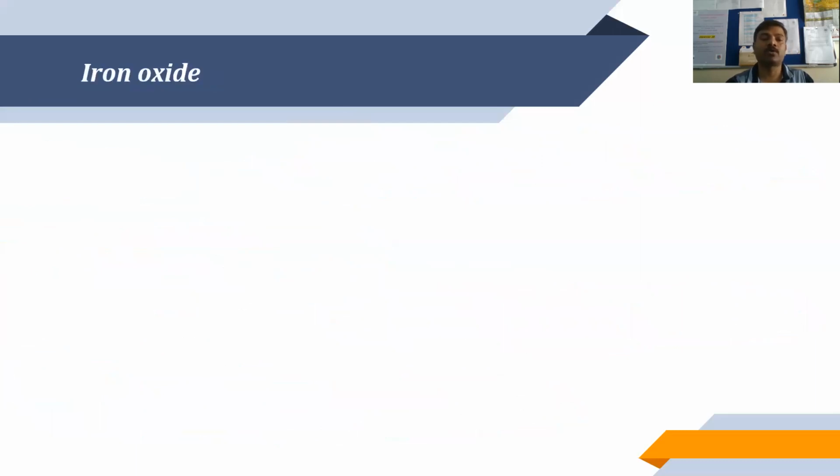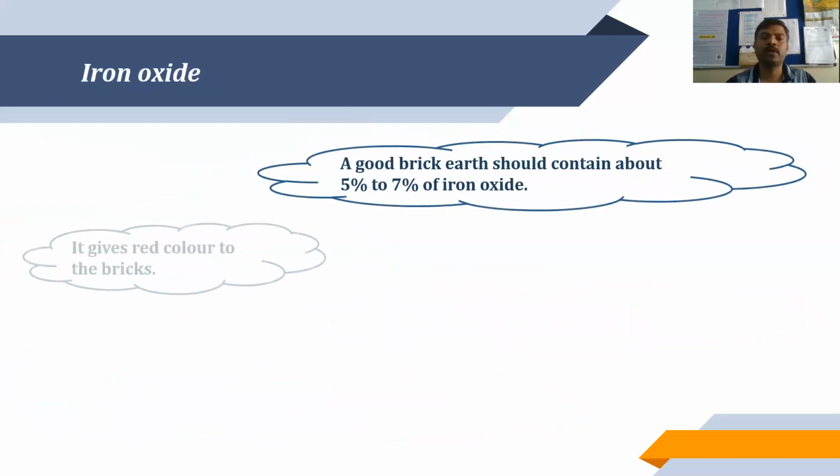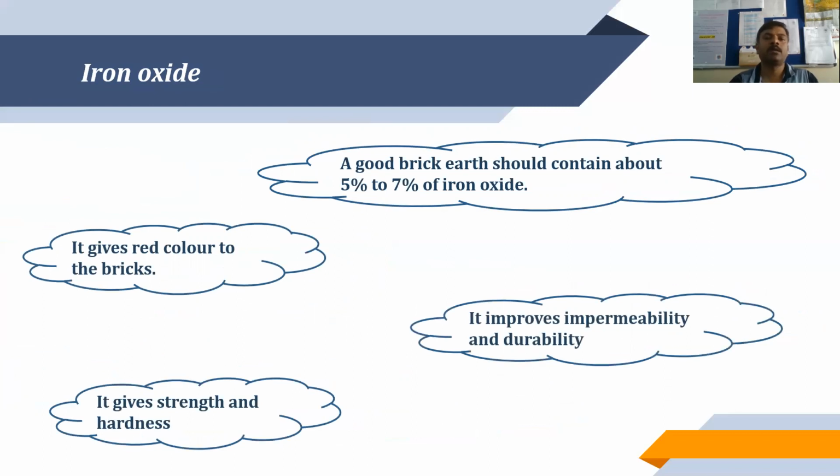The next one is iron oxide. Again, one of the important constituents of brick. A good brick should contain at least 5 to 7% of iron oxide. It gives red color to the bricks. Iron oxide contributes color not only in brick but also in cement. It improves impermeability and durability. It gives strength and hardness to the brick. Mainly, iron oxide is responsible for contributing the strength properties to the brick.